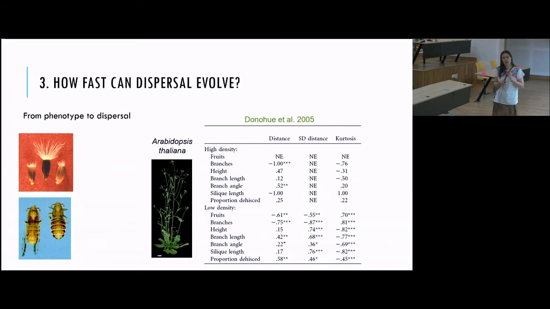And you see that, for instance, at high density of plants there are very few traits that correlate with dispersal distance, and many more at low density. So this genetic or phenotypic architecture of dispersal also depends on the environment.